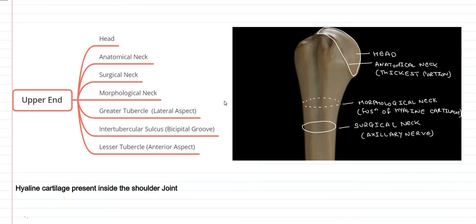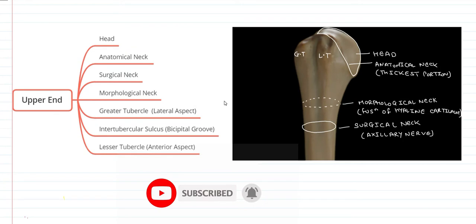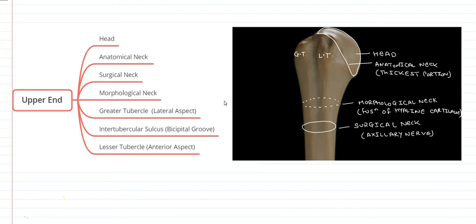Apart from these structures, we have the tubercles, that is the lesser tubercle and the greater tubercle. The lesser tubercle is present anteriorly, here represented as LT, and the greater tubercle, marked by GT, is present laterally. Between the greater tubercle and the lesser tubercle lies the intertubercular sulcus, also known as the bicipital groove, through which runs the tendon of biceps brachii. And as we have discussed earlier, the transverse humeral ligament joins the greater tubercle and the lesser tubercle.